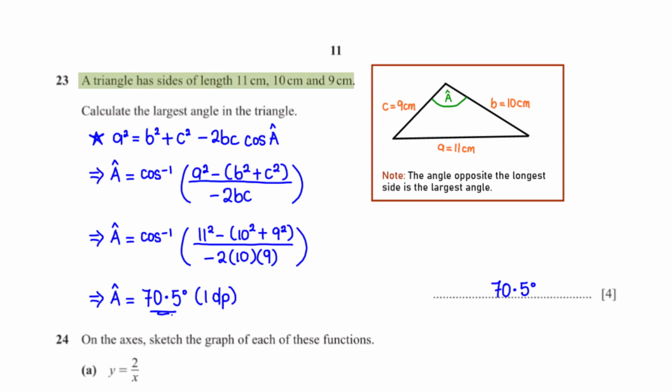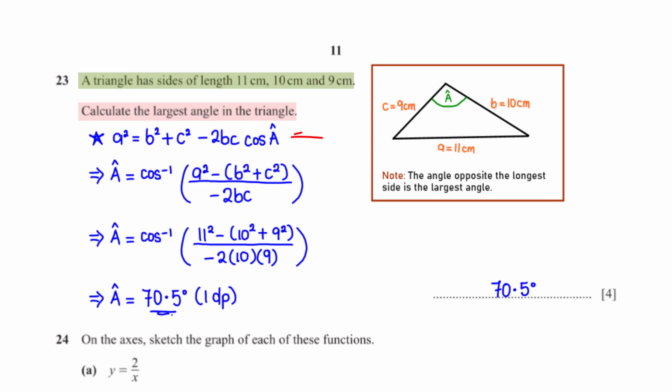A triangle has sides of length 11 centimeters, 10 centimeters, and 9 centimeters. Calculate the largest angle in the triangle. The largest angle in the triangle is the angle opposite the longest length, which in this case is 11 centimeters. We've labeled this as angle A.